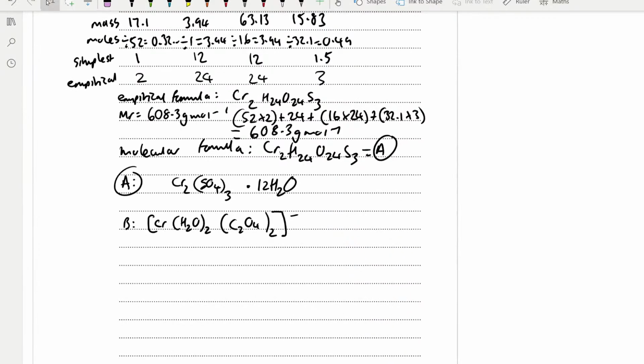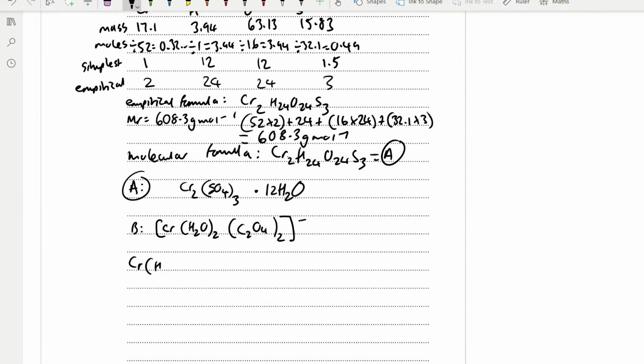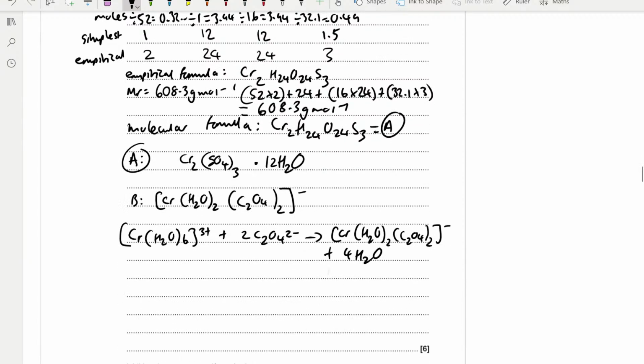And then our ionic equation. So we're going from [Cr(H2O)6]3+, and we are adding 2 C2O4 2-, forming our complex ion B. And we're going to remove 4 water molecules.